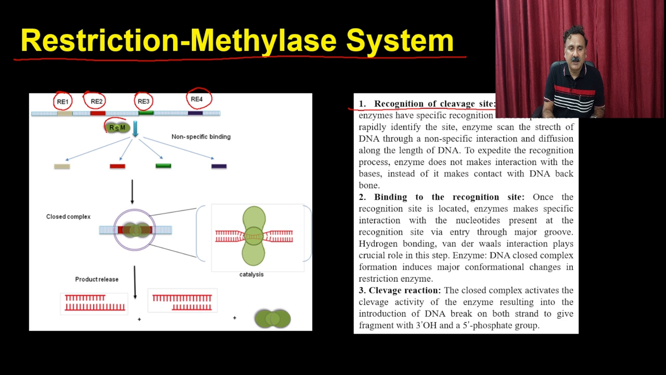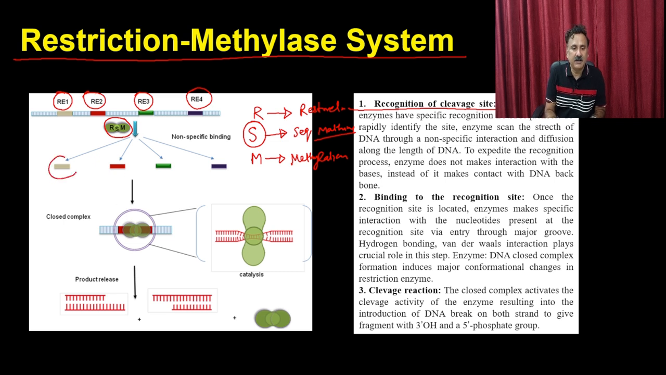These enzymes have three subunits: an M subunit, an S subunit and an R subunit. The R is for restriction, S is for sequence matching, or recognition, and M is for methylation. Now, what the enzyme is going to do is bind non-specifically to RE1, RE2, RE3 and RE4.